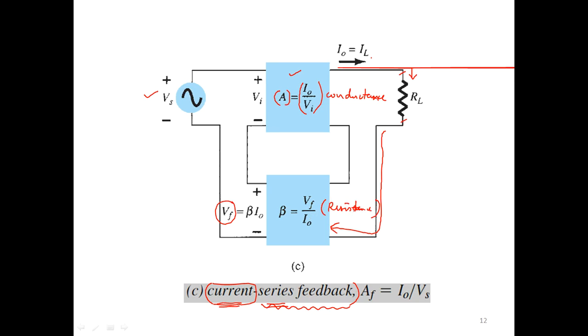Okay, if they are complex terms, then instead of resistance it will be impedance, and instead of conductance it will be the admittance parameter. So you can just correlate these things to your network analysis concepts, if you have already studied those aspects, the simple terms and the complex terms. All right, so that was about current series feedback.